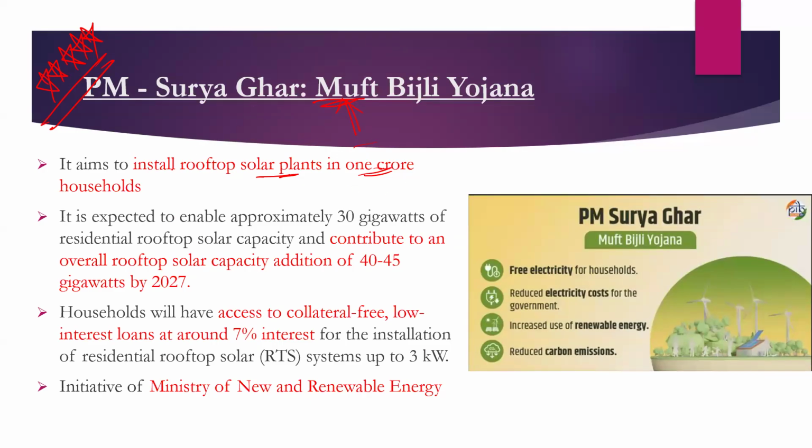The scheme focuses on installing rooftop solar plants in 1 crore households. The second intent is to tap into 30 gigawatt of residential rooftop solar capacity by 2027. That is one of the targets under the scheme. The aim is to provide collateral-free, low interest loans at 7% interest, up to how much? 3 kilowatt. This is also important. If you want to install rooftop solar up to 3 kilowatt, then you can get a collateral-free loan. If it is above 3 kilowatt, that is not there. Some subsidy is given, but not all.